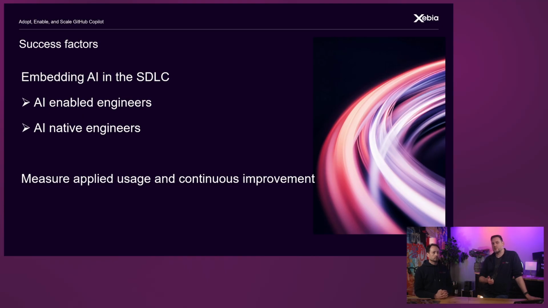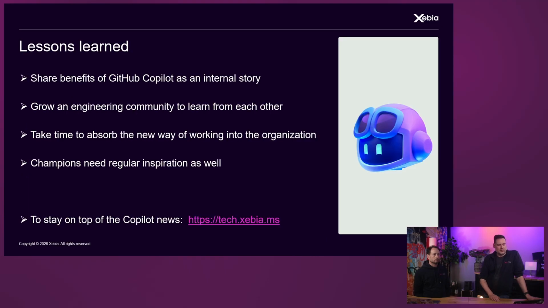Do they have custom prompts? Do they have their own agents? Do they actually kick off GitHub Copilot coding agent, for example? So those kinds of things then are really measured as well and brought back into the feedback loop so that we can learn from that. Yep. So those are some of the lessons learned that we talked about in this webinar as well.